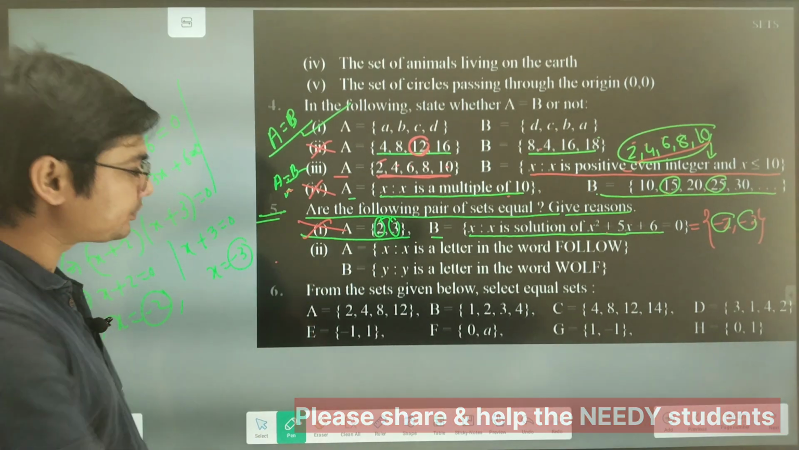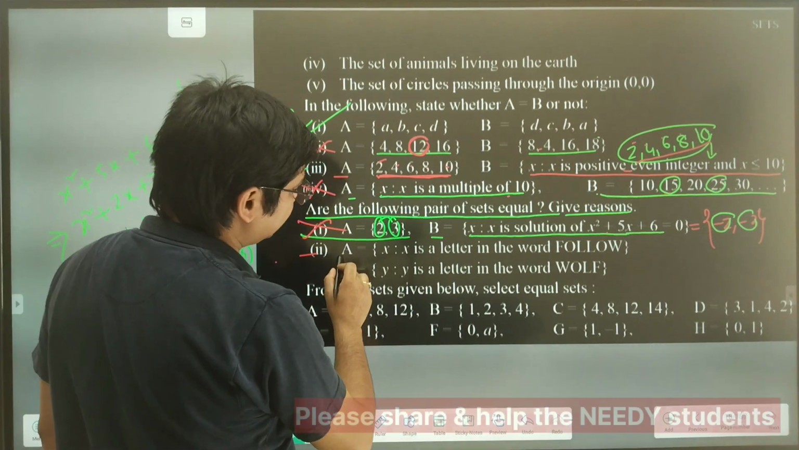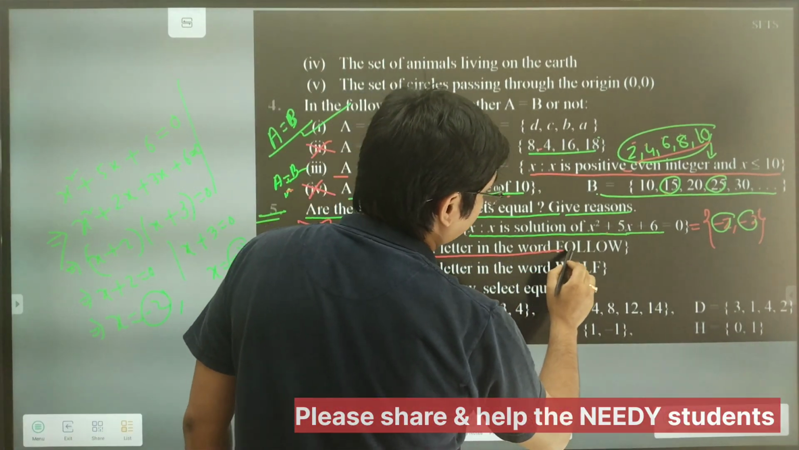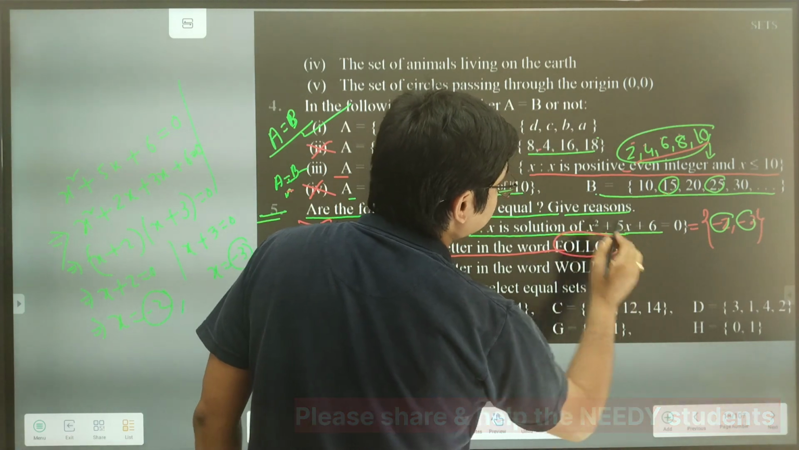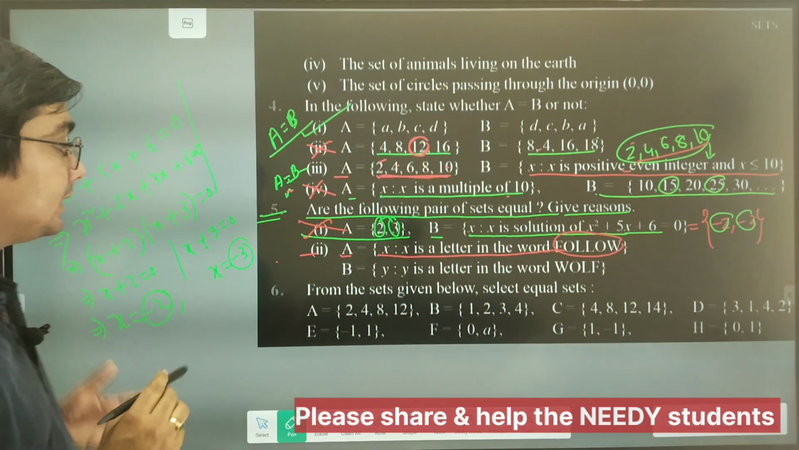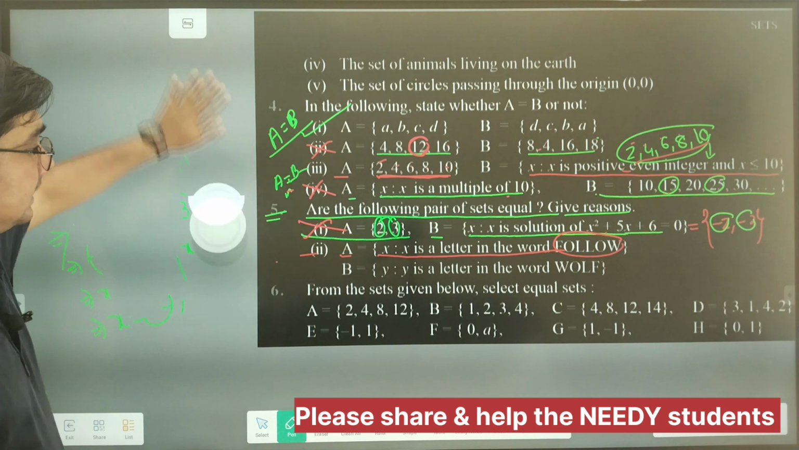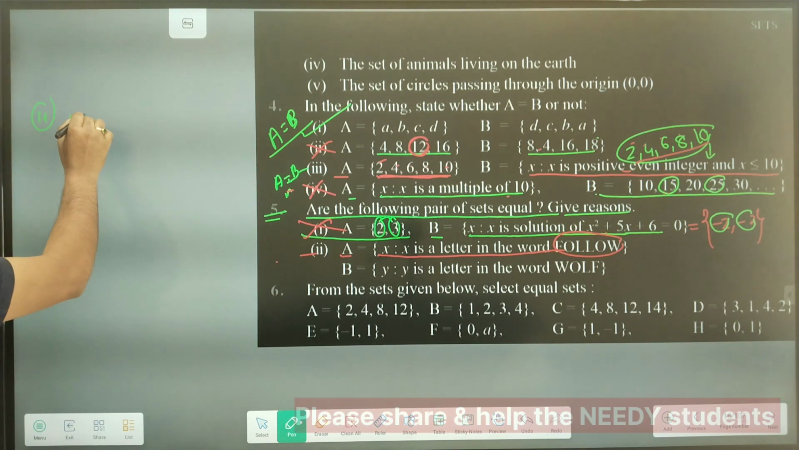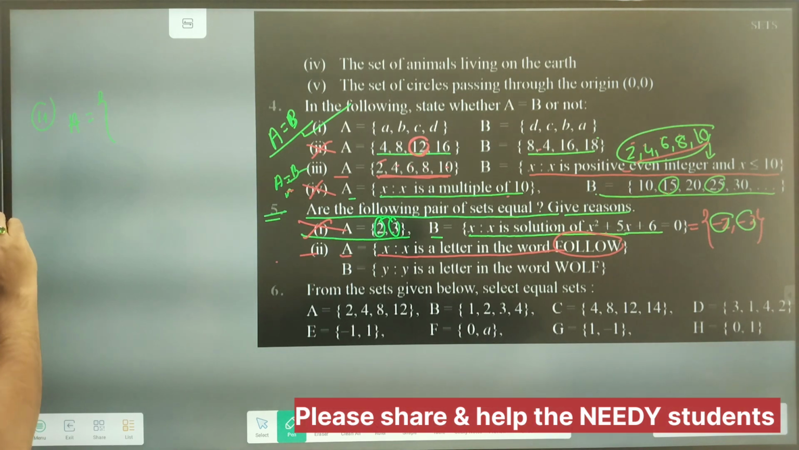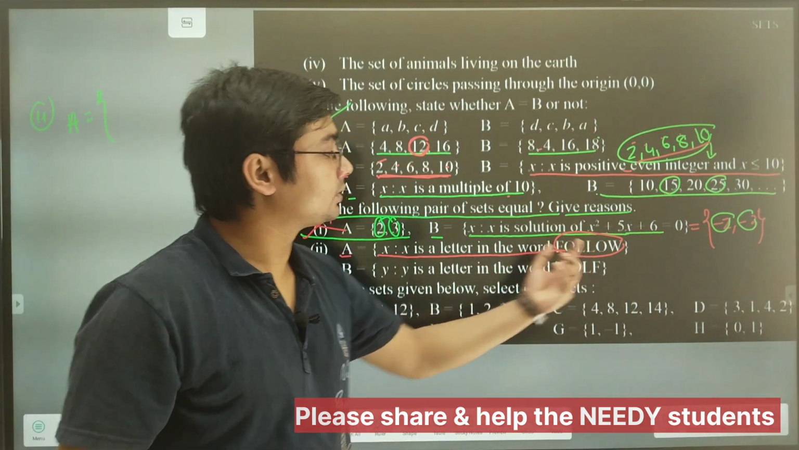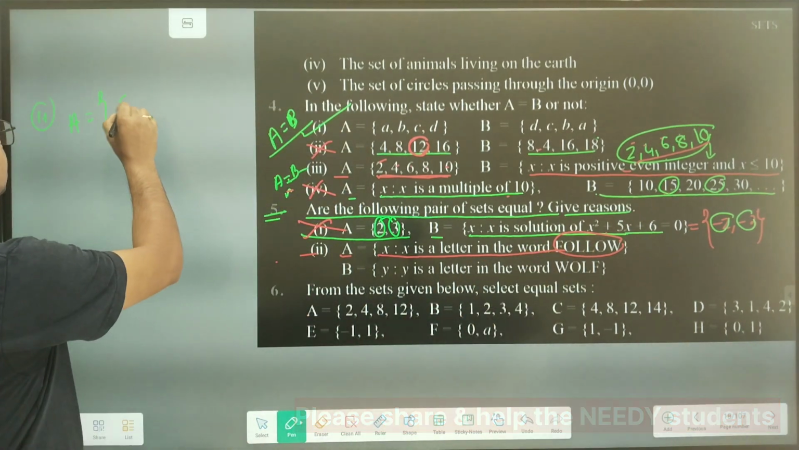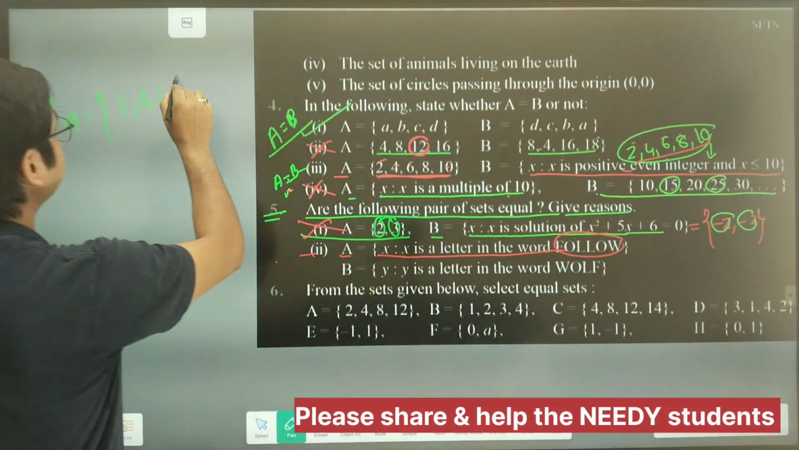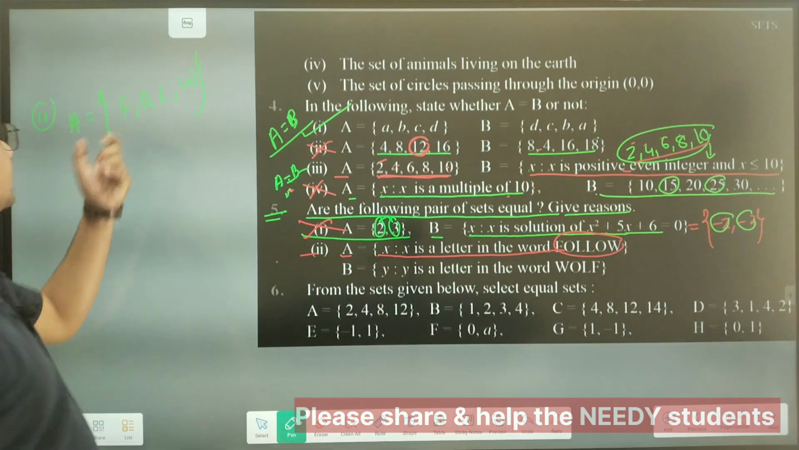Now the second one: x is a letter in the word FLOW. What will be the set A here? Just the collection of all the letters from here. So F, O, L and W. So this will be the set.